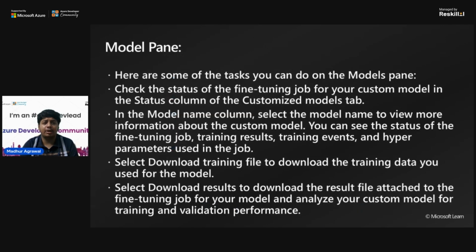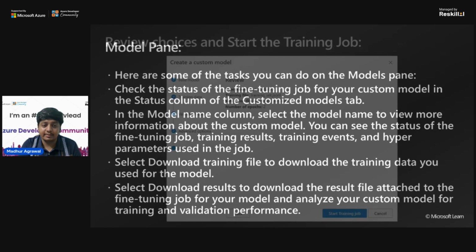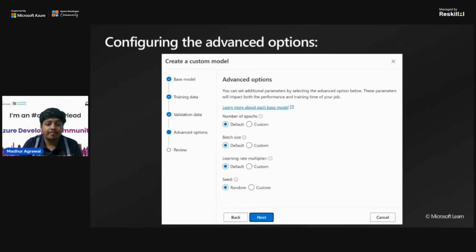After starting the training job, you can use the model pane. What the model pane does is check the status of the fine-tuning job. It is a portal after you start your model training with custom parameters. You can check the progress of your model training or fine-tuning. In the model name column, select the model name to view more information about your custom model. You can see status, training results, training events, and hyperparameters used in the job. The hyperparameters we had configured in the recent task, as you can see here.